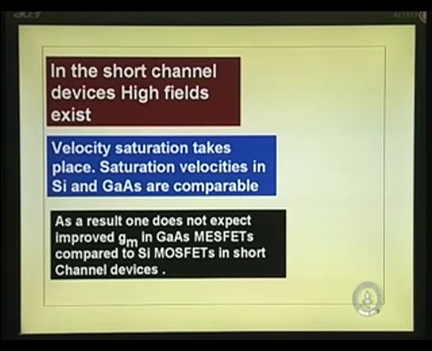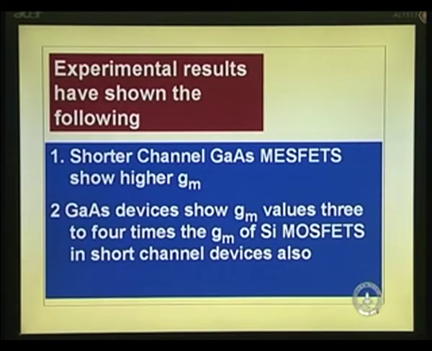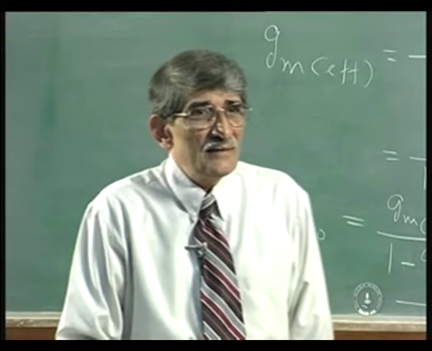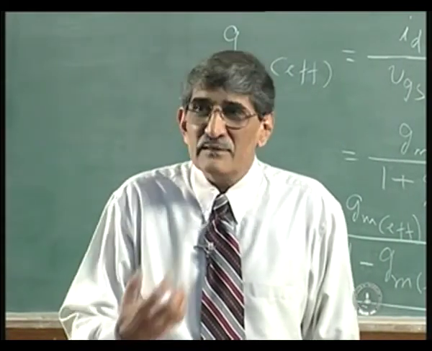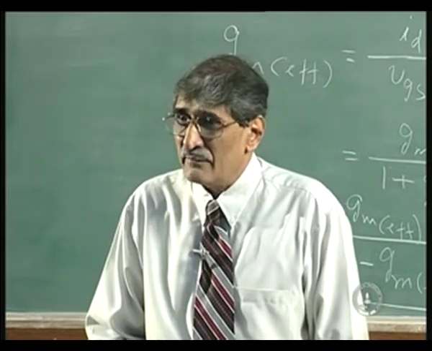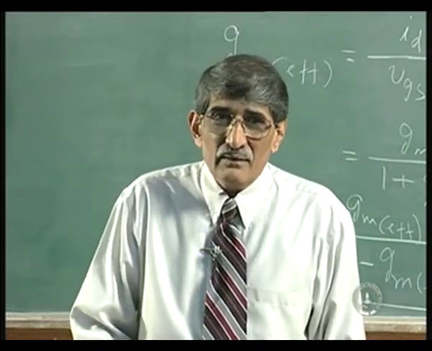Let us see then. Experimental results, however, showed the following. Short channel gallium arsenide MESFETs show higher GM. Just now we saw, when the channel length is reduced by putting an N plus layer, you get GM 1.7 times for a particular case. Gallium arsenide devices show GM values of 3 to 4 times. They made gallium arsenide devices with short channels, they made silicon MOSFETs, compared, and found that GM is higher in gallium arsenide, 3 to 4 times compared to silicon, in spite of the velocity saturation taking place.